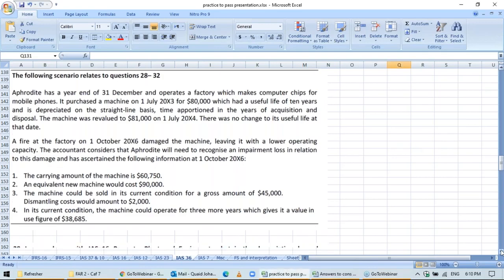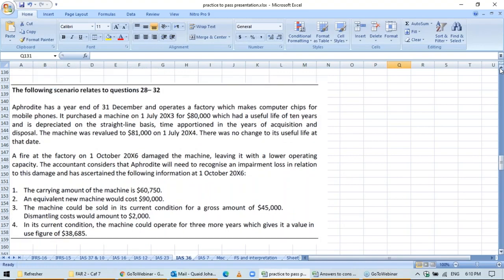Okay, next question. This is a case type question from 28 to 32. You can go through it. I am giving you a 2-minute time to read it. So please read it once first, and then I will tell you how to attempt it.